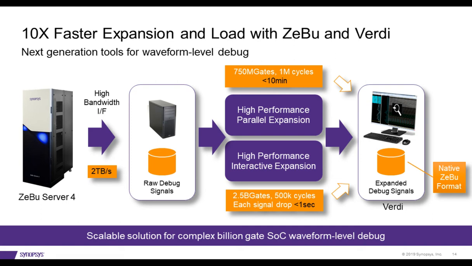The second path you can take is really interactive expansion. Here the results are actually impressive: on a 2.5 billion gate design, we are expanding a waveform of 500k cycles, and each signal drag and drop takes less than 1 second. The advantage of this methodology is that as soon as you have your raw data dumped out of the emulator, you can, through the native Verdi integration and interactive debug, immediately load it in Verdi and do this interactive drag and drop to start seeing your waveform right away.